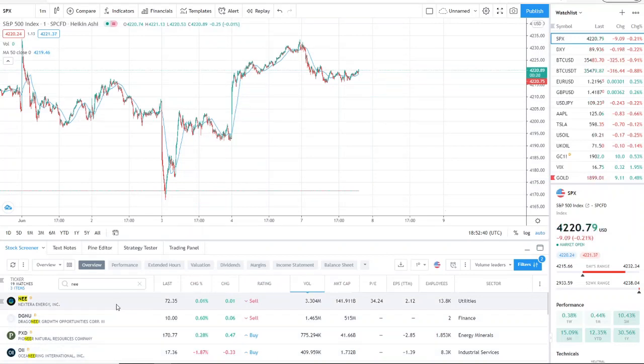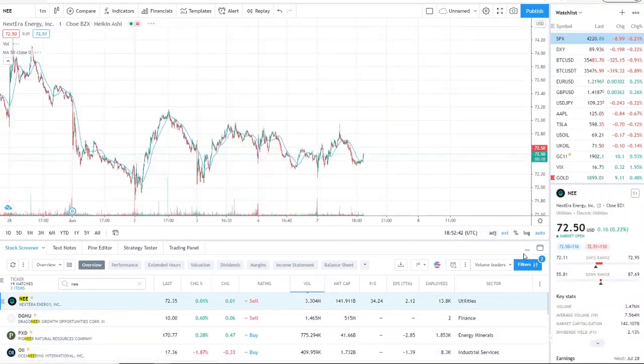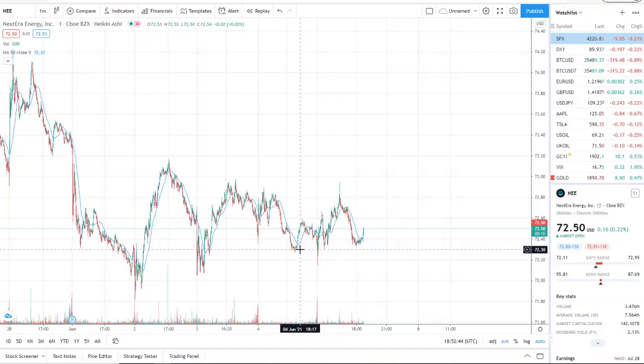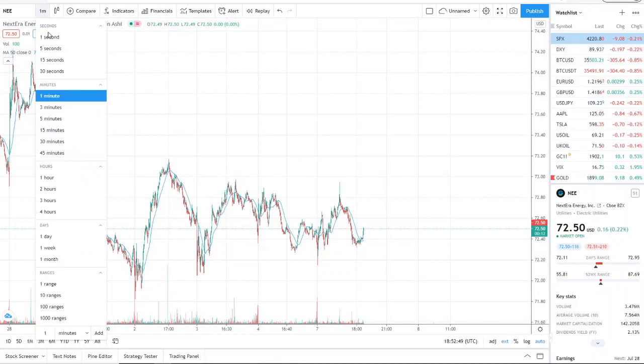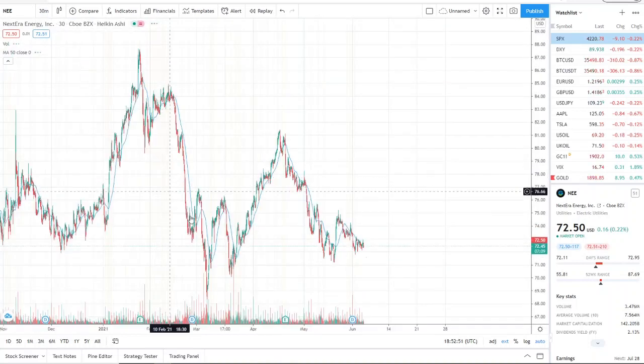So what's the ticker symbol you want to add to your watch list? Well, NEE, Next Era Energy. This is a stock I talked about before. This is a slow mover. I highly suggest doing research on it before making any decisions. You definitely want to know why this stock is good.